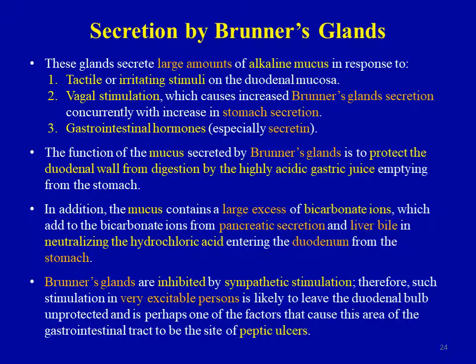Brunner's glands are inhibited by sympathetic stimulation. Therefore, such stimulation in very excitable people is likely to leave the duodenal bulb unprotected and is perhaps one of the factors that cause this area of the gastrointestinal tract to be the site of peptic duodenal ulcers. So intense sympathetic stimulation of the Brunner's glands in people under stress will decrease Brunner's gland secretion, decrease mucus and bicarbonate formation, and put these people at risk of a peptic ulcer in the duodenal bulb.